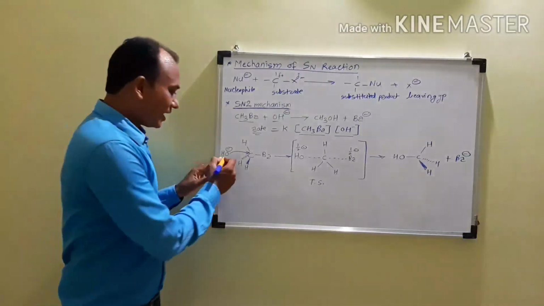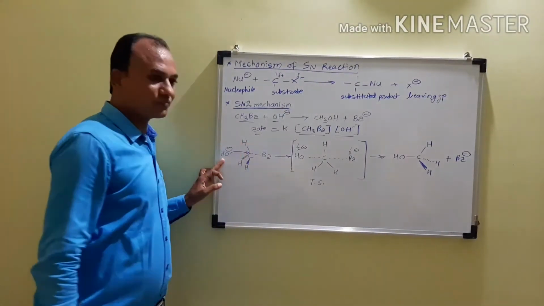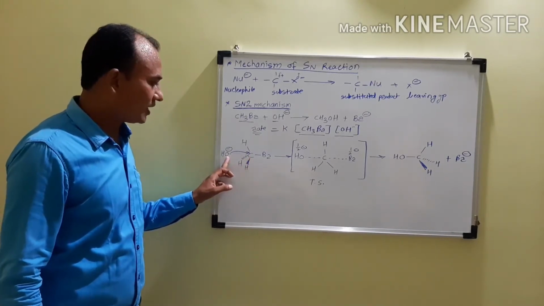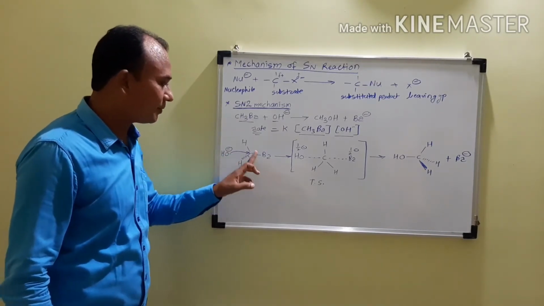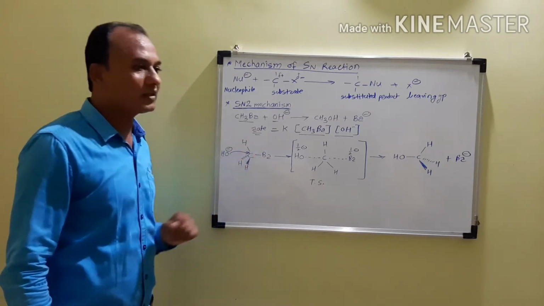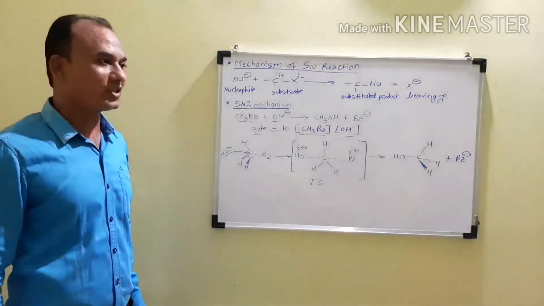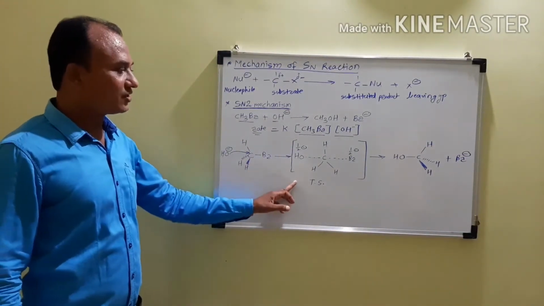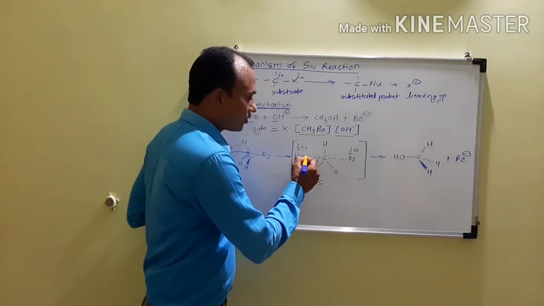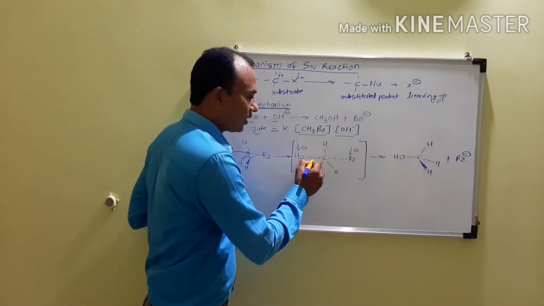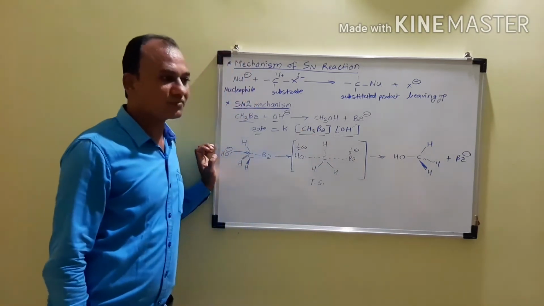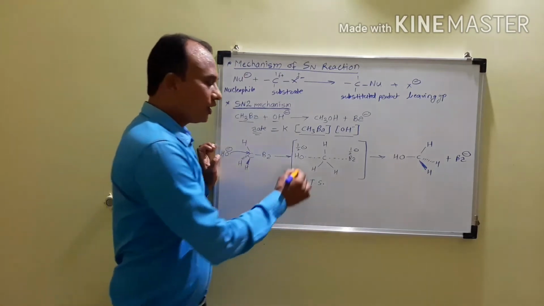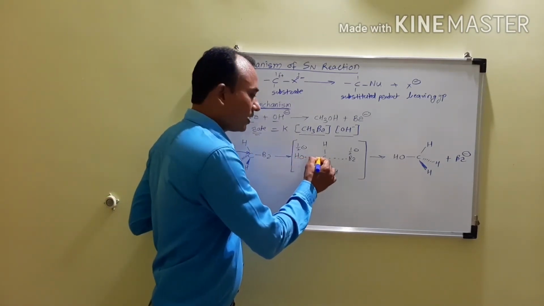So there will be an attack of hydroxyl ion on the carbon of the methyl bromide. At the same time there will be a formation of bond between the hydroxyl ion and the carbon, and a breaking of the bond between the carbon and bromine. Both processes take place simultaneously, and then we get a transition state. In the transition state, I am showing the formation of a bond between the hydroxyl ion and the carbon, and the breaking of the bond between the carbon and bromine. I am showing these bonds by dotted lines.